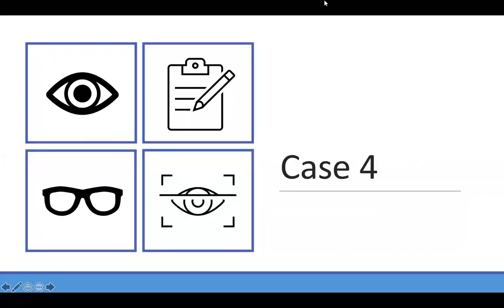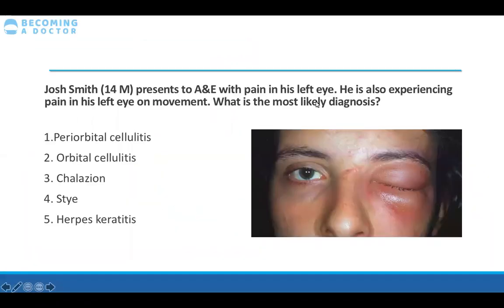So let's move on to case 4. I can appreciate we've got some questions. So we go through a couple more cases and then we take a break and try and answer some of the questions. So case 4, here you've got Josh Smith, who is a 14-year-old male. He presents to A&E with pain in his left eye. He is also experiencing pain in his left eye on movement. What is the most likely diagnosis? And you can see a picture of Josh right there.